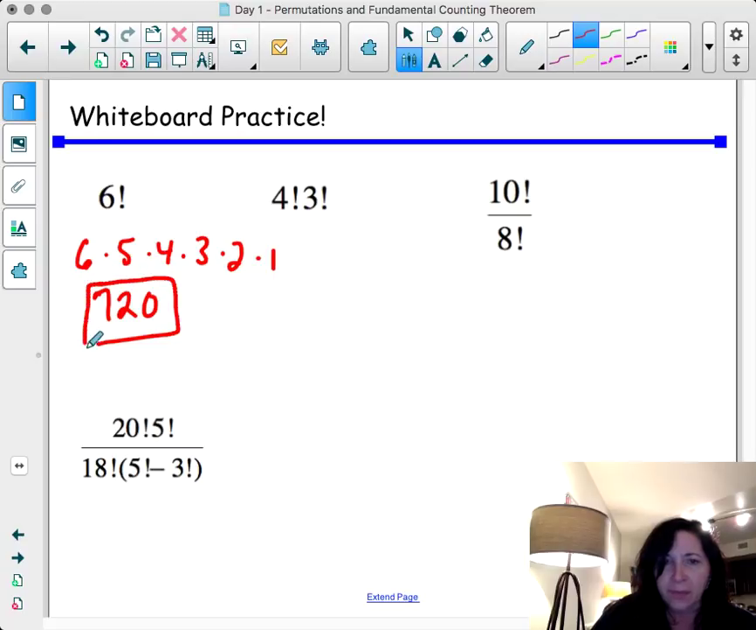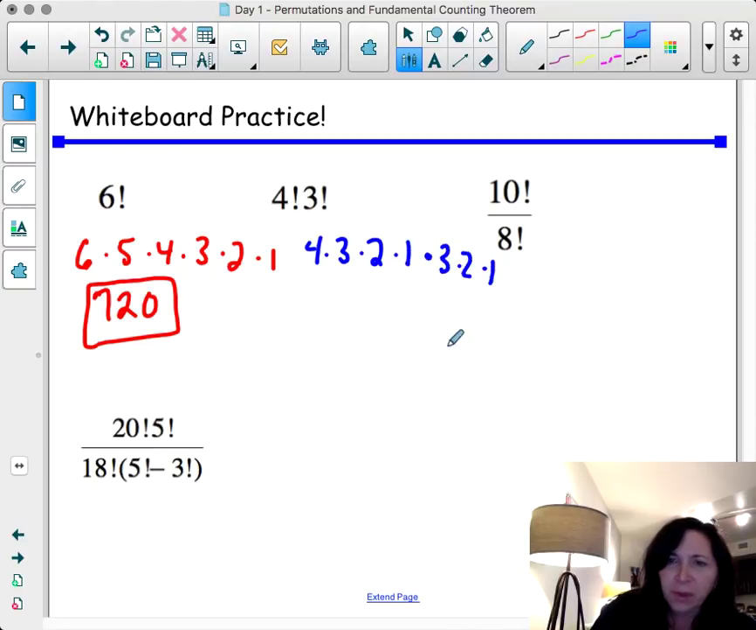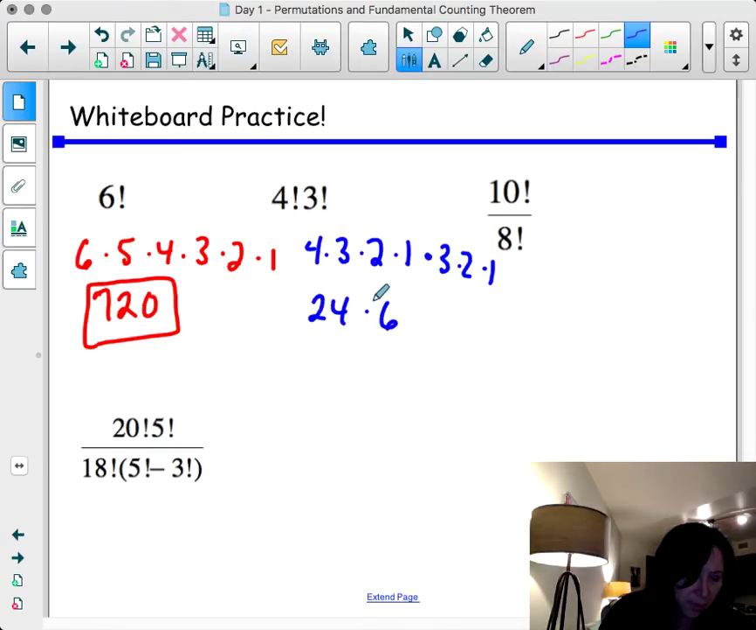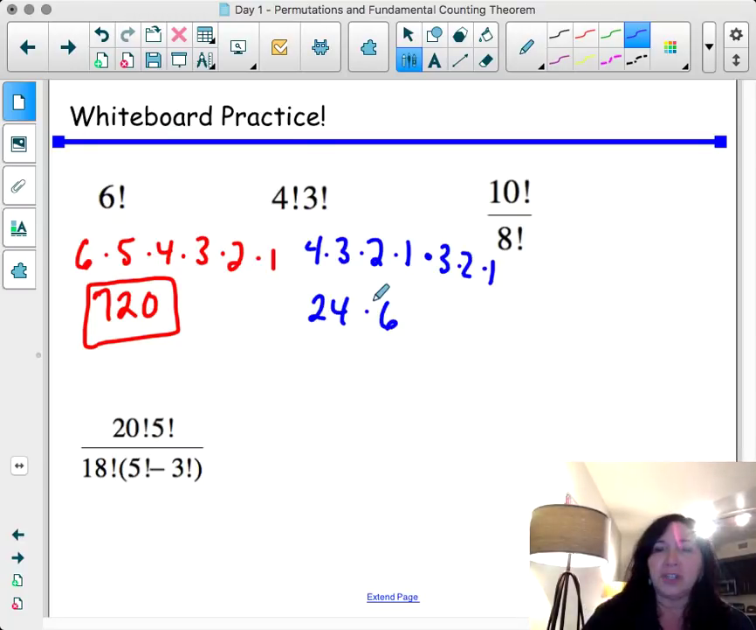Okay. Now this one here says 4 factorial times 3 factorial. So that's actually 4 times 3 times 2 times 1 times 3 times 2 times 1. So in this case, you've got 4 times 3, 12 times 2, 24 times 6. So your 24 times 6 should equal 144.